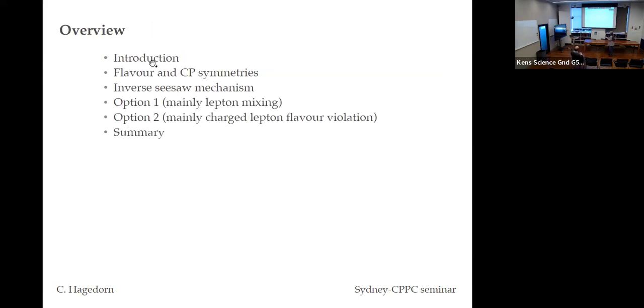overview. So the usual thing, introduction. Then I will talk about the symmetries. I will briefly remind you about what the inverse seesaw mechanism is, and then I will put these ingredients together and discuss two scenarios which I call option 1 and option 2. And as you see in parentheses, I write out what's the main pheno, which I will focus on for each of these options. And in the end, I'll summarize. Please interrupt me anytime if you want. Also, the people on Zoom, feel free to.